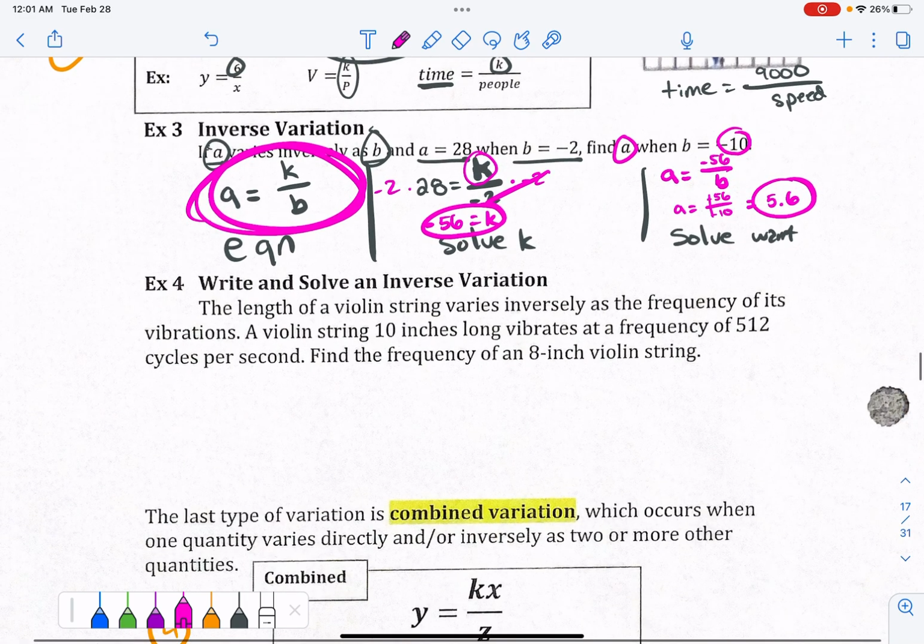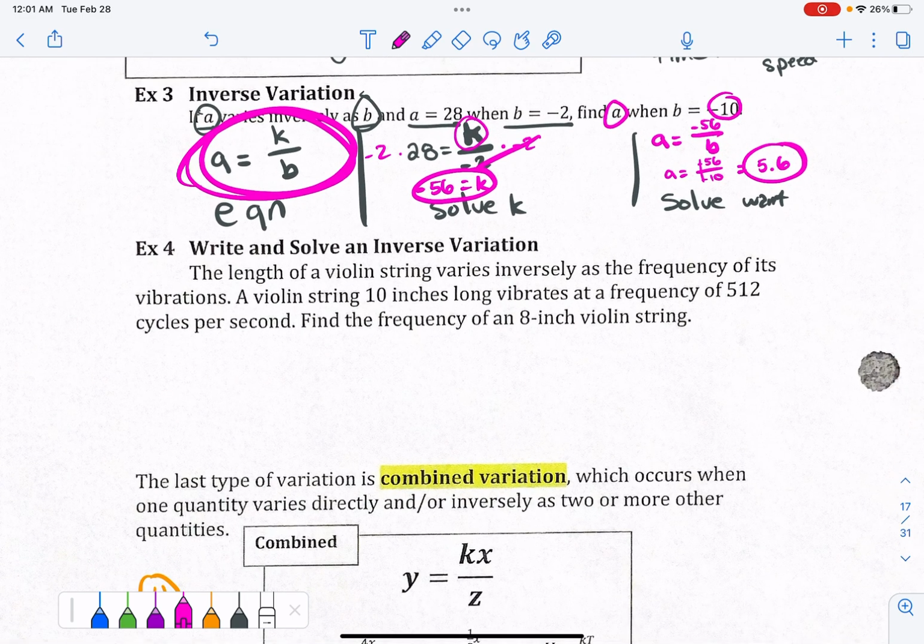Here's another example of an inverse variation, but this is actually a story problem. So the length of a violin, okay? We need to use a variable to represent length. So I'm just going to use this cursive L. So the length of the violin varies inversely as the frequency. Let's call that F of its vibrations, okay? So we have length varies inversely with the frequency. All right, that's going to help me get my equation.